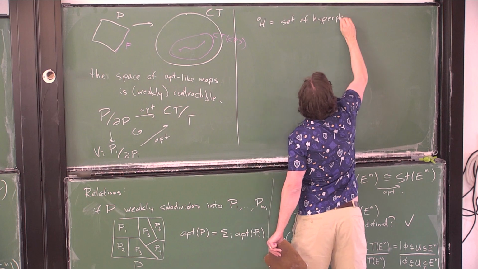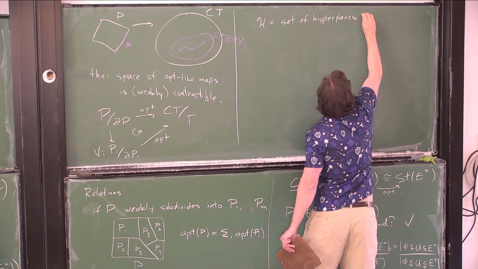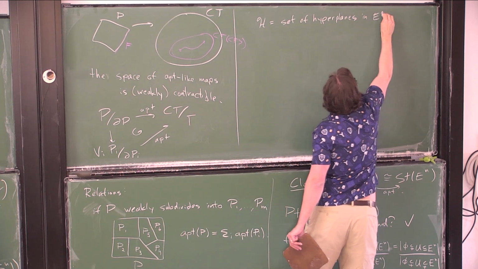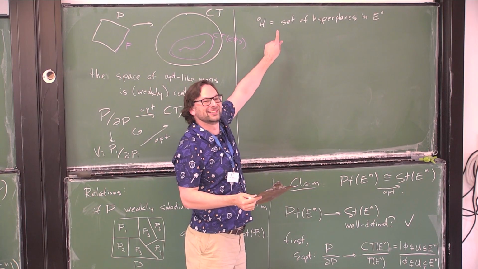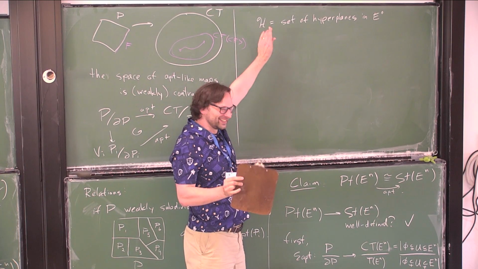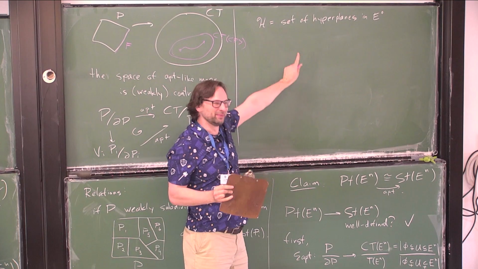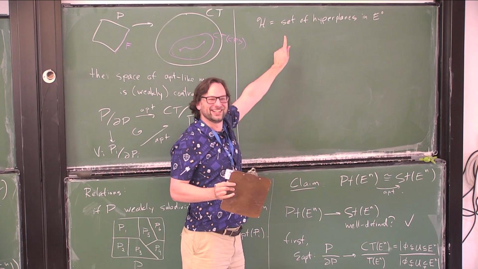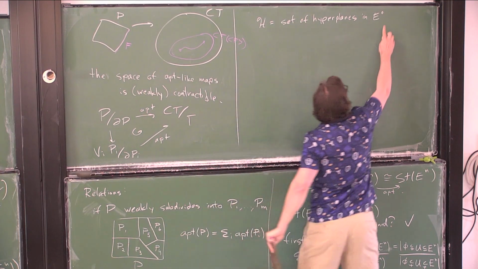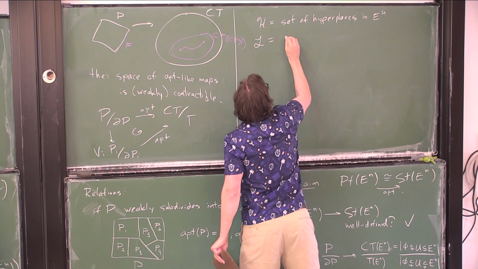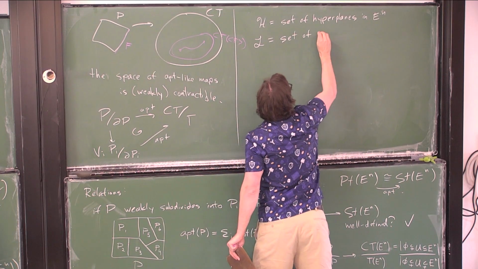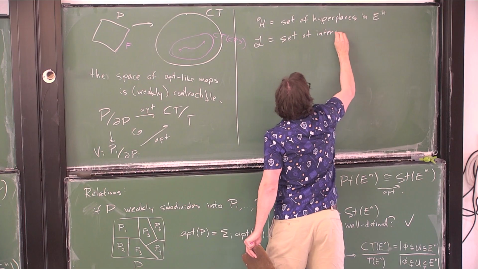Yeah, I guess I should disambiguate here, because H has meant other things this week. So H is not a Hopf algebra that may or may not exist. In this talk, H is a set of hyperplanes. And it definitely exists. Okay, very good. And then let L be the set of intersections of these hyperplanes.